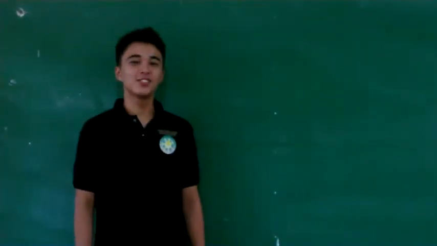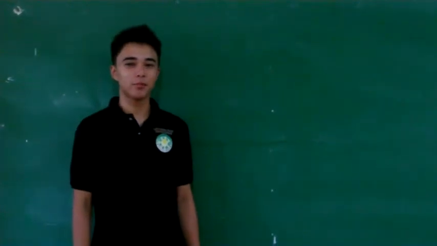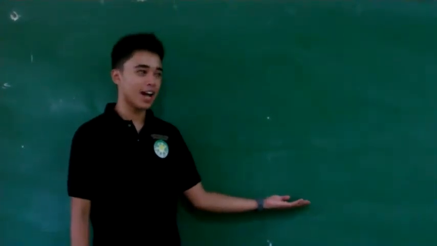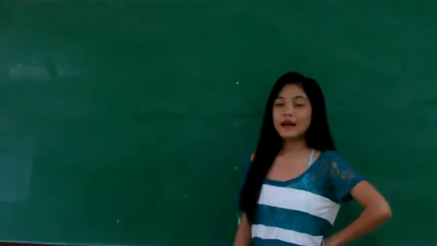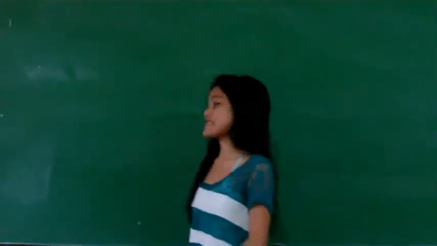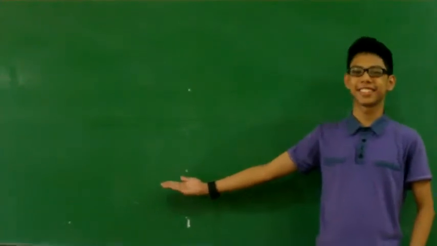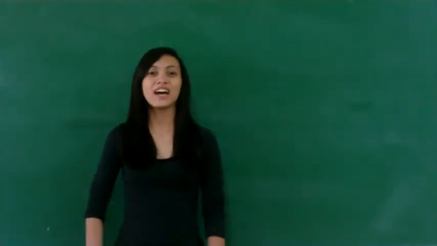Go. Today, we will discuss about the perfect progressive aspect. 1, 2, 3. Go. Past perfect progressive tense. Start. Future perfect progressive tense. 1, 2, 3. Go.